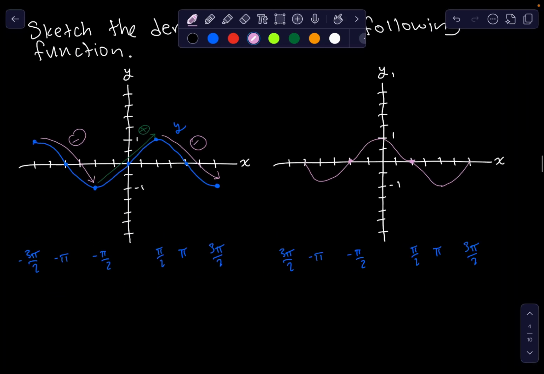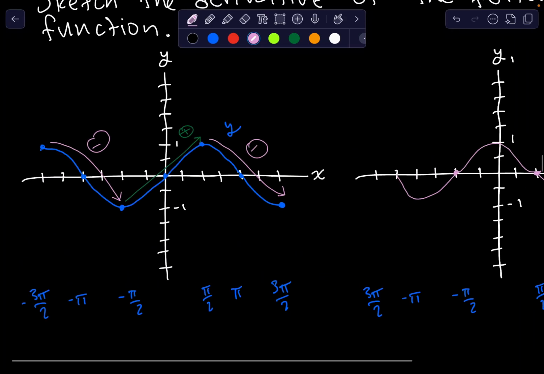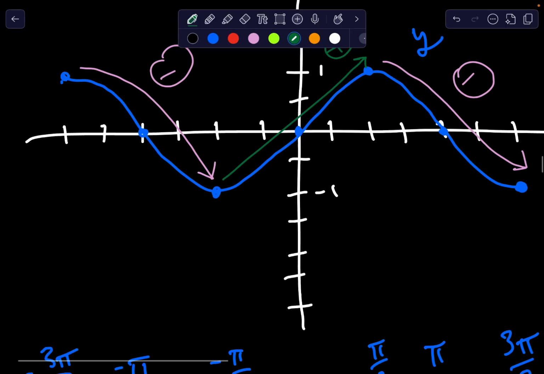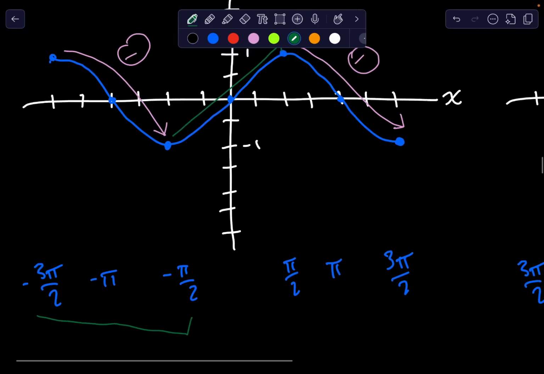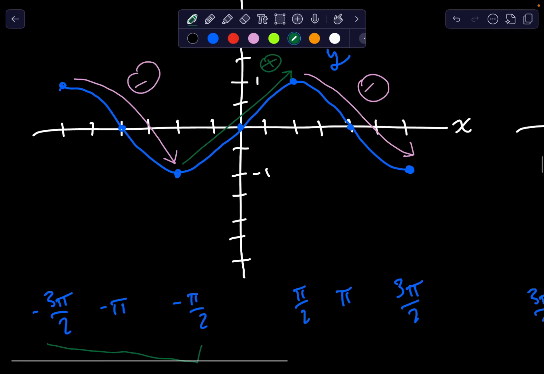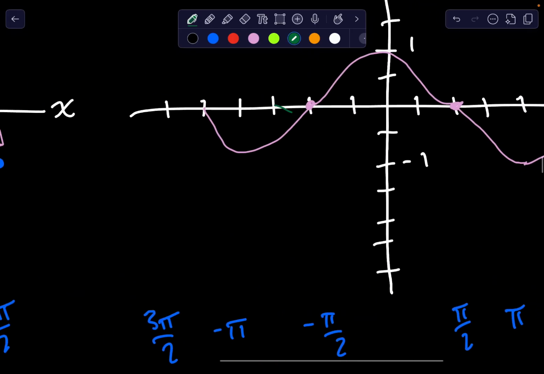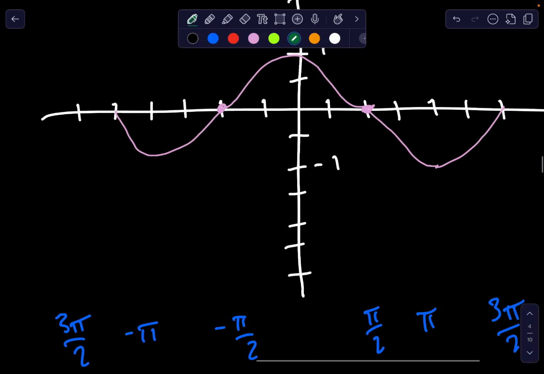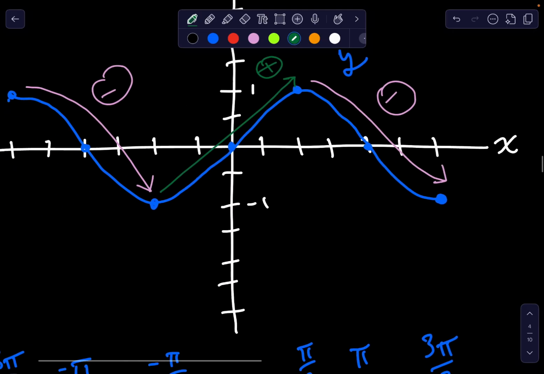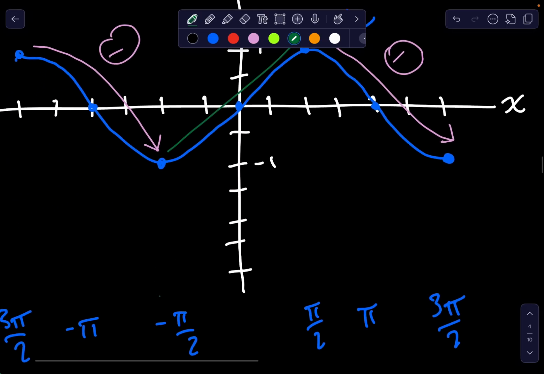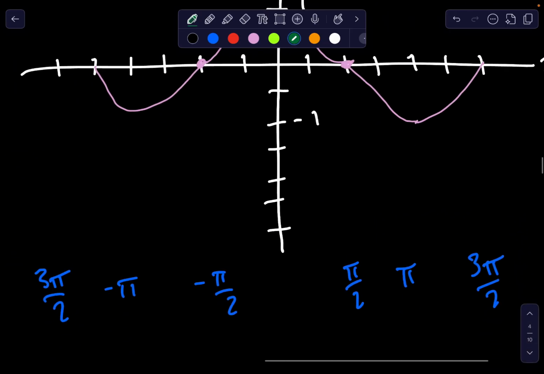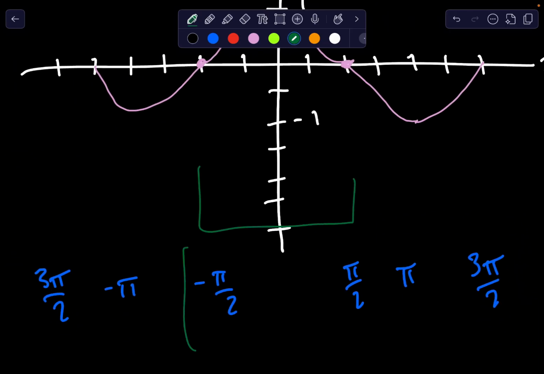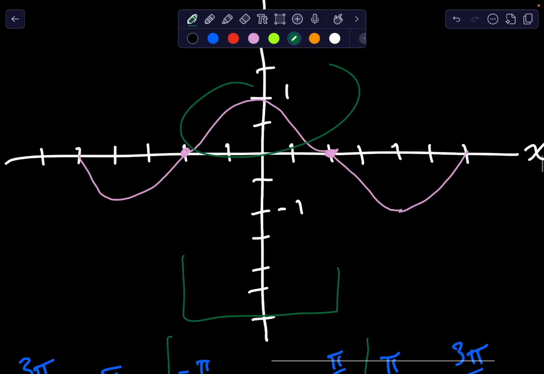How do we know all this? Let's do a check. If we look at our derivative graph, from negative 3 pi over 2 to negative pi over 2, we're decreasing, meaning we're negative. We're negative right here. Great. Now, let's go back. We're increasing from negative pi over 2, which is right here, to pi over 2. Let's go check. Negative pi over 2 to pi over 2, which is right here. Yep, looks like we're positive, which is great.